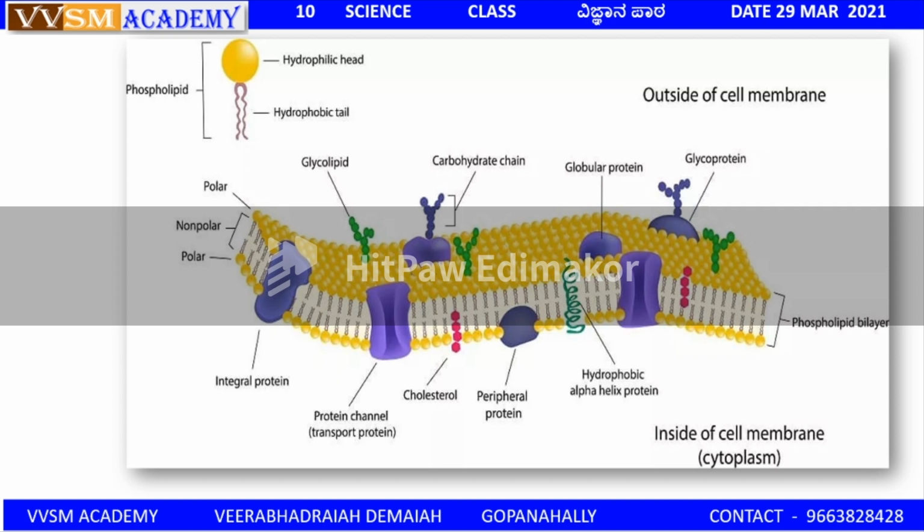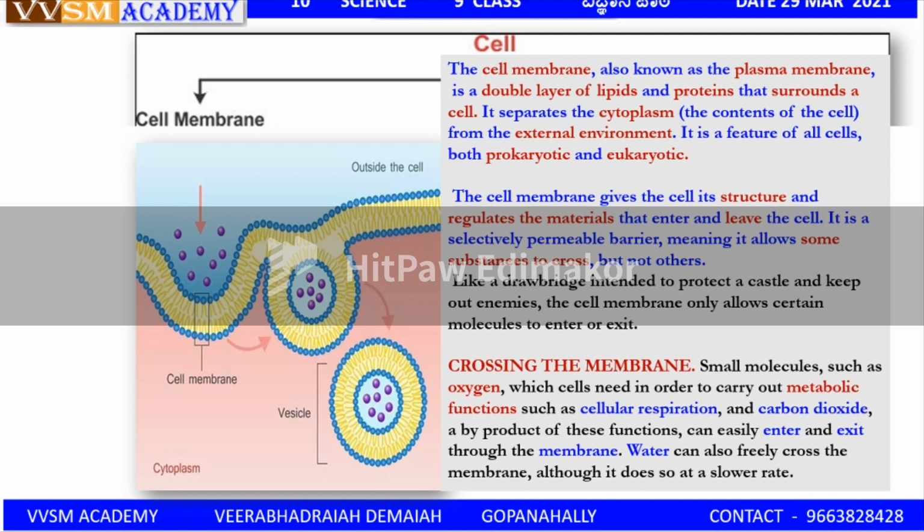If you observe the structure carefully, you can understand how the cell membrane functions. The cell membrane, also known as the plasma membrane, is a double layer of lipids and proteins that surrounds a cell. It separates the contents of the cell from the external environment. It is a feature of all cells, both prokaryotic and eukaryotic. So this is very important.